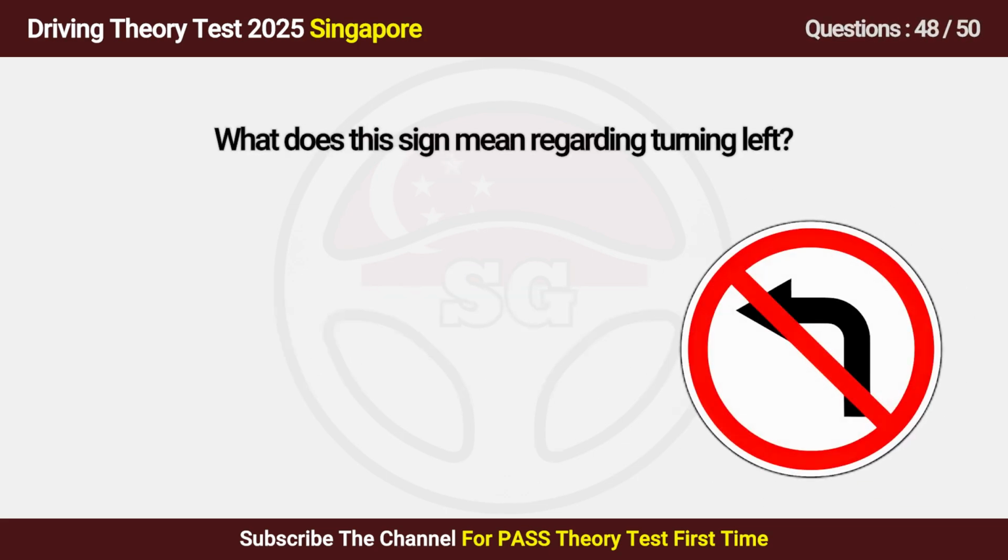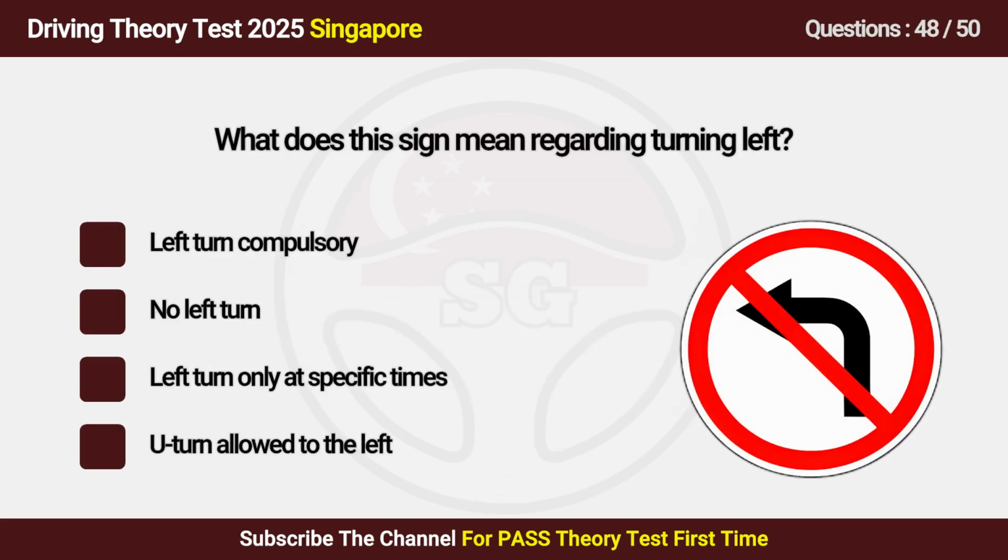Question 48. What does this sign mean regarding turning left? A. Left turn compulsory. B. No left turn. C. Left turn only at specific times. D. U-turn allowed to the left.